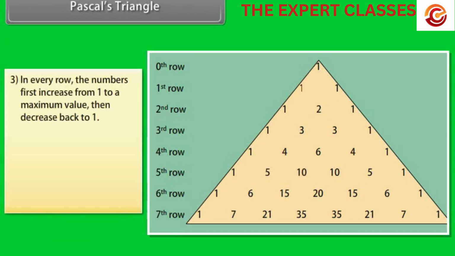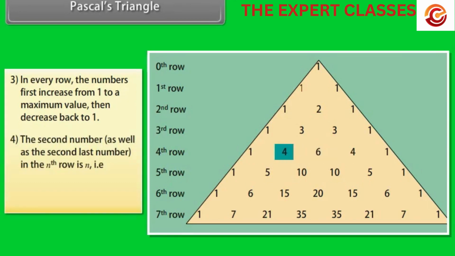In every row, the numbers first increase from 1 to a maximum value, then decrease back to 1. The second number as well as the second last number in the nth row is n, that is, nC1 is equal to nC(n−1) is equal to n.